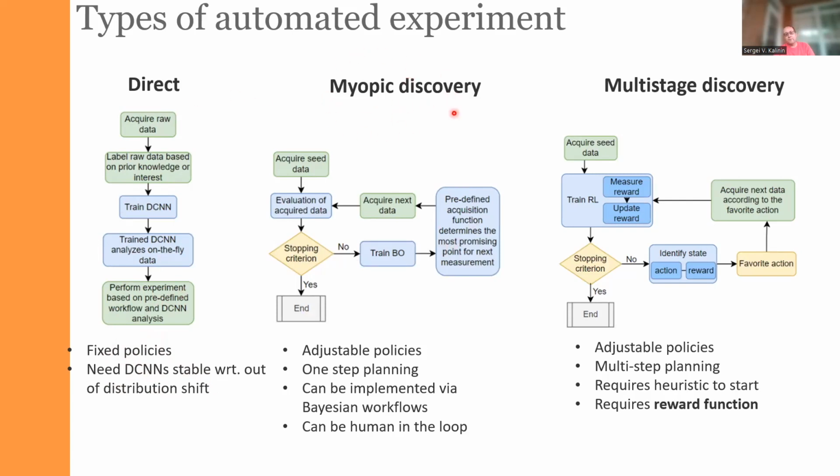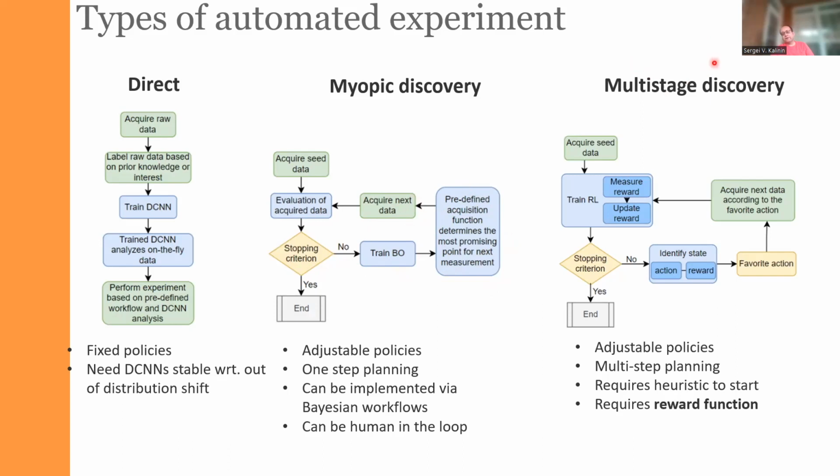Myopic discovery is what we talked about in the context of the deep kernel learning experiment. We acquire data, evaluate it, check some stopping criteria, which can be experimental budget or safety or what not, train Bayesian optimization using the parameter we want to optimize, and then we go in a circle. In this case, the decision is made at every step based on our known optimization target.